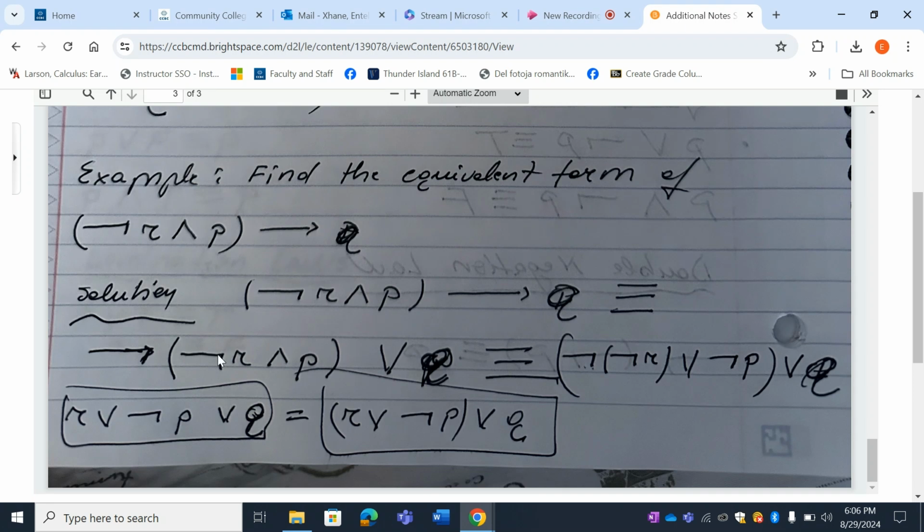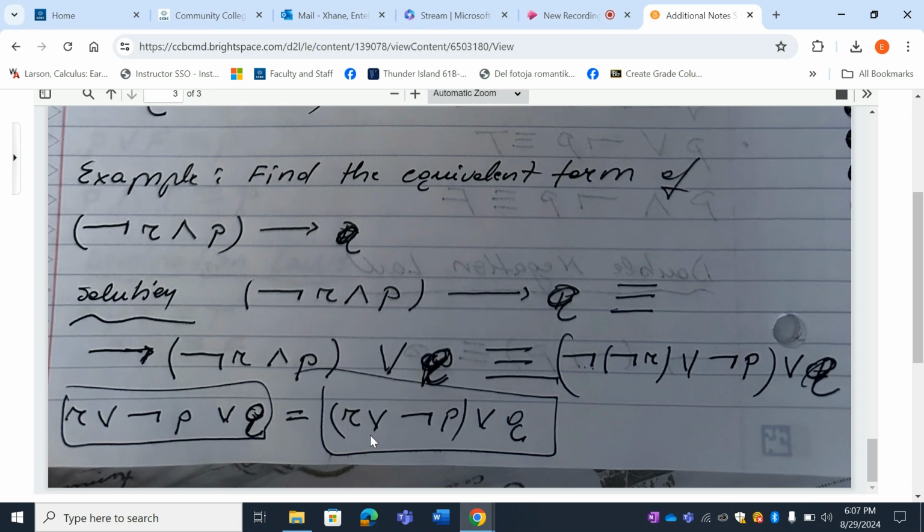According to De Morgan law, if you negate a statement such as this one, which is a conjunction statement, that means you're going to negate the first one, so you get a double negation of R. You're going to change and into an or, and you're going to keep P as it is. And then, of course, the last part of it, or Q, stays the same. The double negation law generates an R. Then we have or not P or Q.